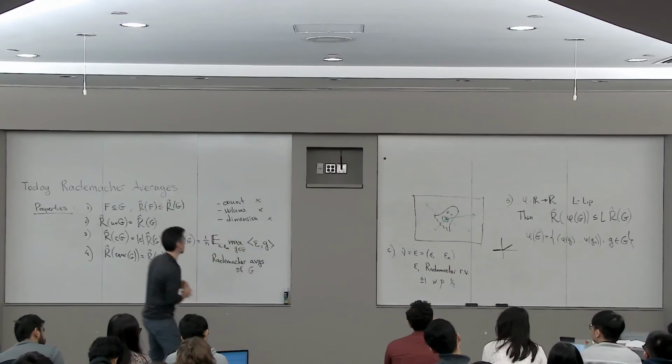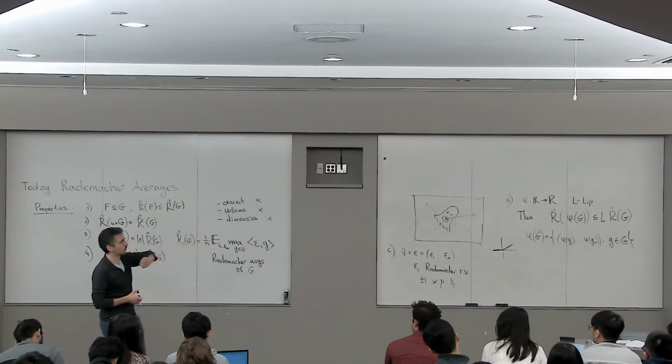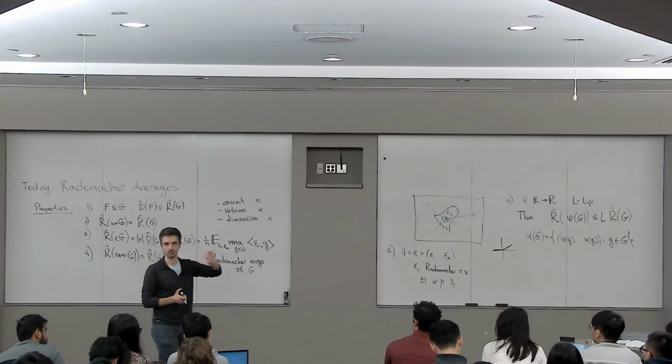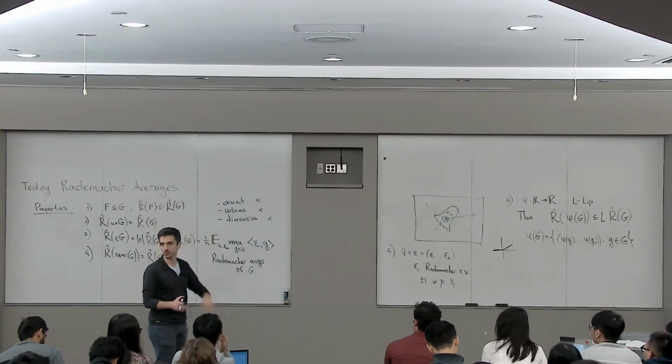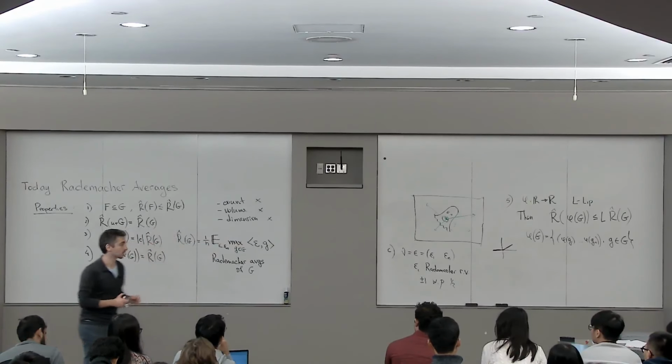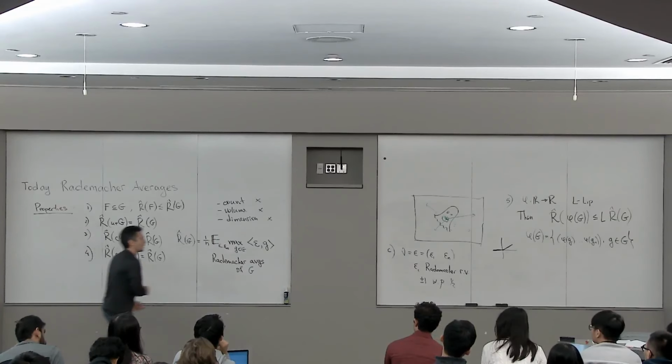Okay. And by the way, the same property we're going to use for neural networks to get rid of the ReLU. That's exactly that. And then we'll play with some other properties to get sample complexity of neural networks. Okay.